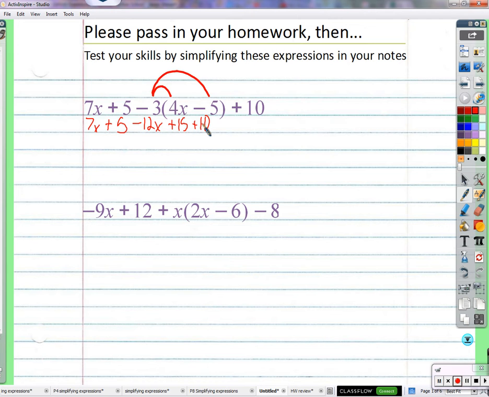Johnny? You can combine the 7x and the -12x and get -5x. Okay, 7x minus 12x is -5x. Go ahead and throw a bunch of other stuff together as well. Sean? You can put the 5, 15, and 10 together and get 30. -5x plus 30. All right, how'd that go? Good. Pretty good.